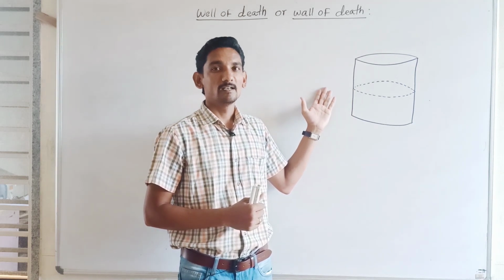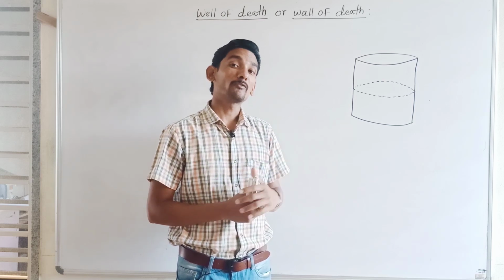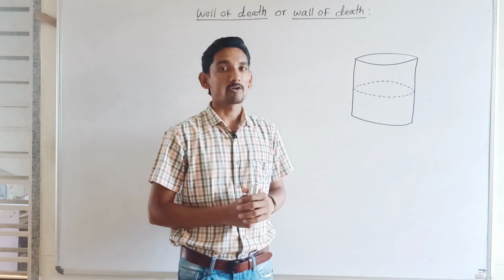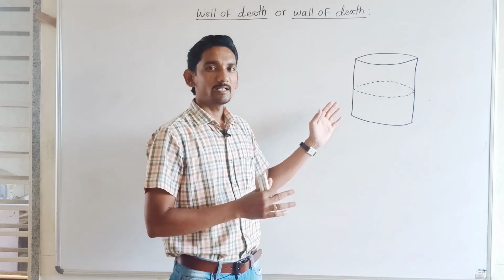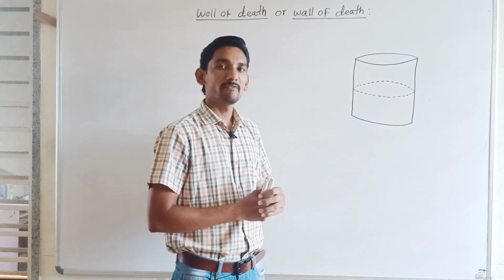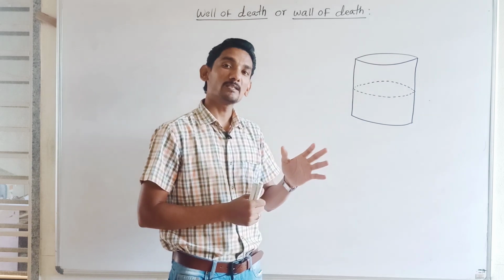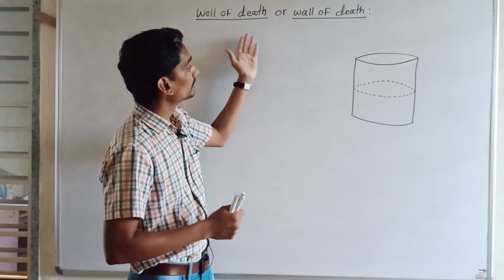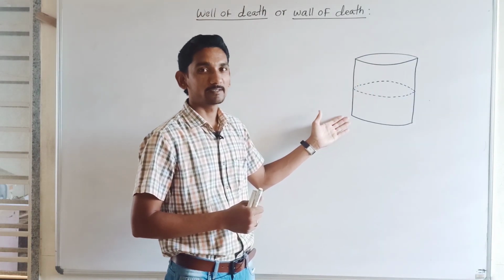That means there is a performer or stuntman who performs stunts using his two-wheeler or four-wheeler inside that wheel. He can do his stunts very efficiently, but if something goes wrong, that person will die. And therefore that wheel is said to be the Wheel of Death or Wall of Death.